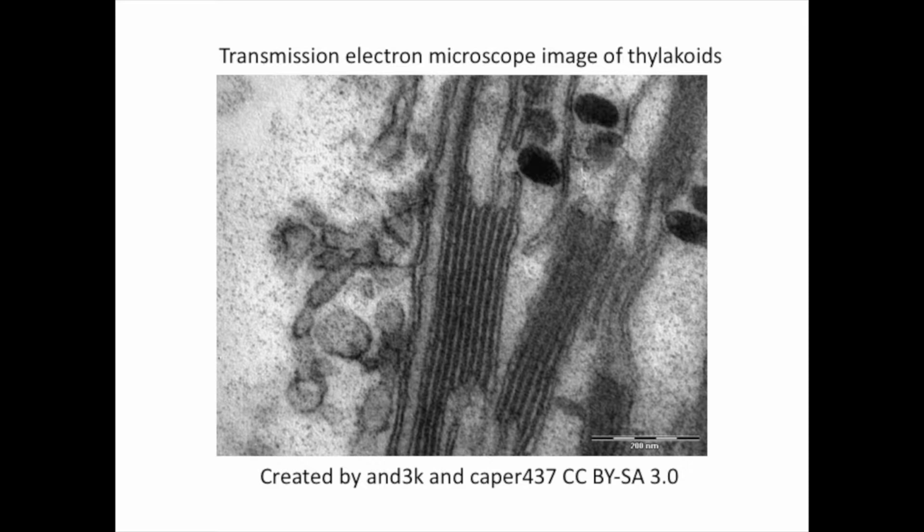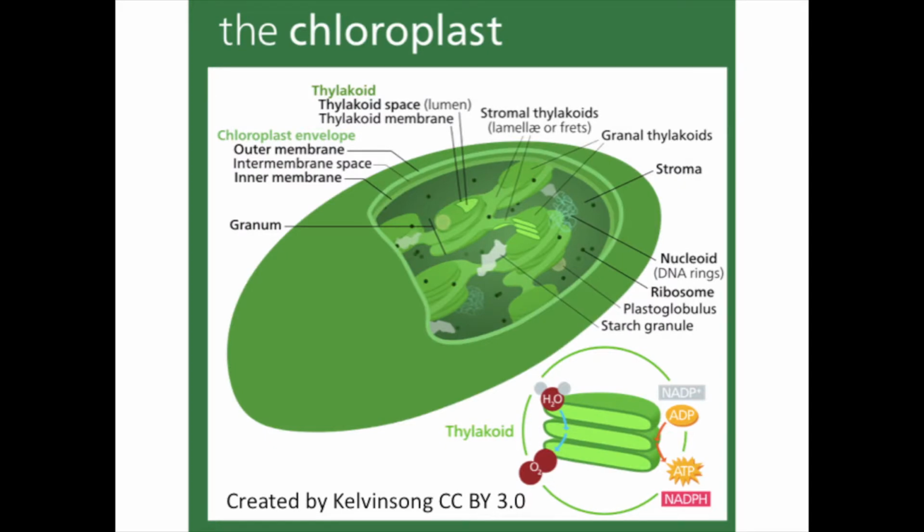As we can see in this electron micrograph of the chloroplast, each thylakoid forms a flattened sac enclosing a space called the lumen, and it is surrounded by a watery, enzyme-filled region called the stroma. The thylakoids may occur in stacks and are called granal thylakoids, or non-stacked regions called stromal thylakoids.